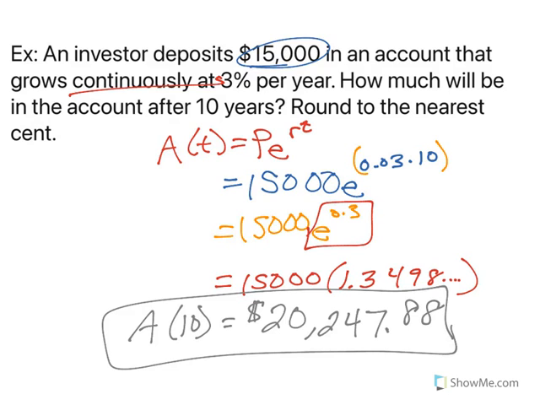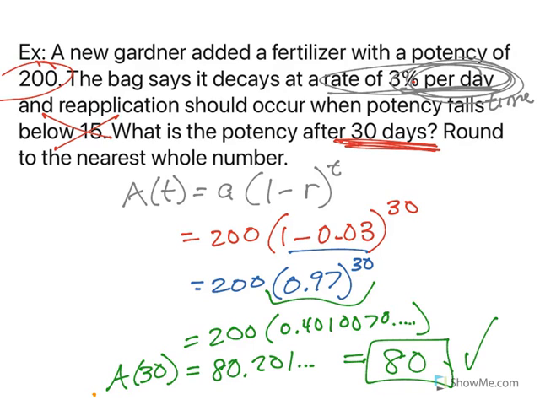So you have to make sure with these questions that you're reading them carefully. Are you going continuously, or is it a per time period? That changes the formula you're going to use. So just make sure you're paying attention to the words, because details matter.